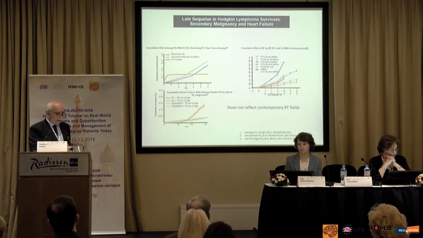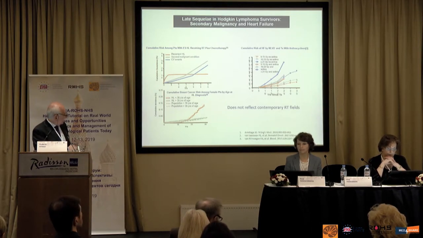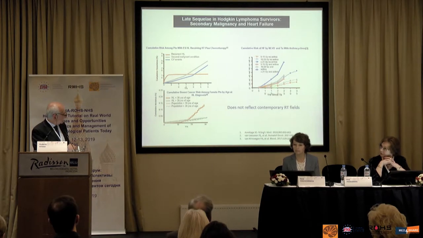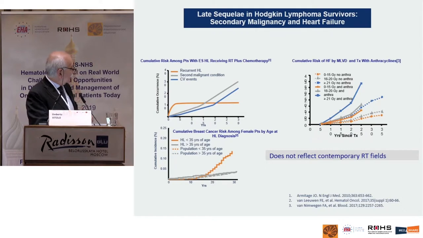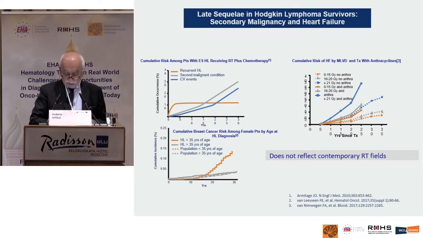In the chart, the patients who received doxorubicin are shown according to the dose of radiotherapy. In orange, the patients did not receive doxorubicin, which is quite impossible in our treatment. However, in blue, there is a correlation between the dose of radiotherapy the patient received, up to more than 20 grays, and a higher risk of developing congestive heart failure in the future.